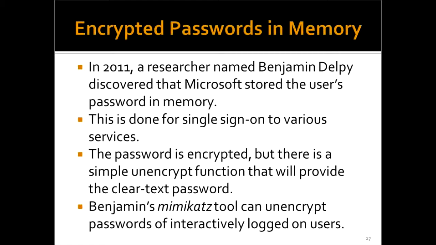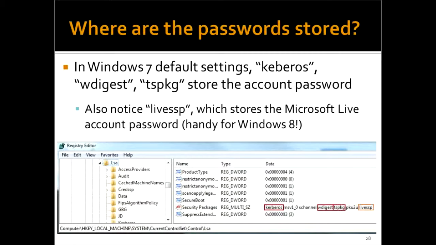Now the password is stored encrypted in memory while an interactive logon is in session. But although it's encrypted with a standard Win32 API function, there's also a standard Win32 API function to decrypt it. So it turns out that Benjamin wrote a tool, Mimikatz, that is able to dump those clear text passwords straight out of memory and present them to the person running the tool. It's essentially just a dump of your clear text password.